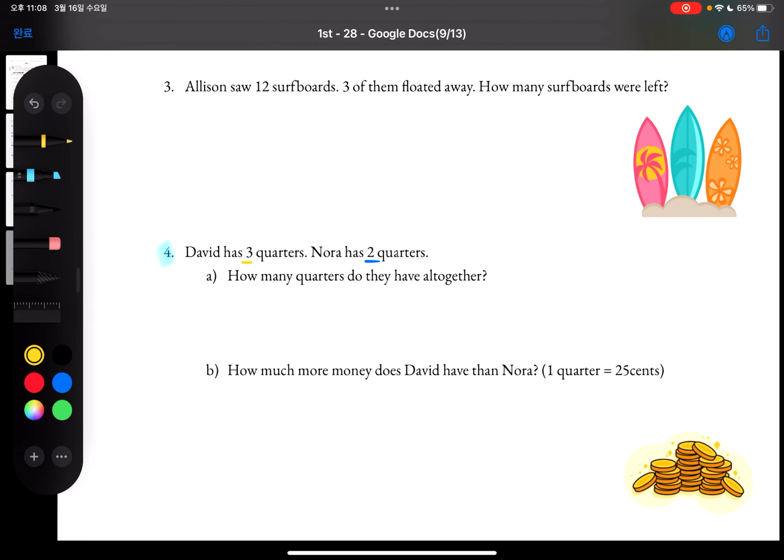Let's say David had 1, 2, 3 quarters and Nora's was added. When we count, we get 1, 2, 3, 4, 5. So we know that they have 5/4 together.